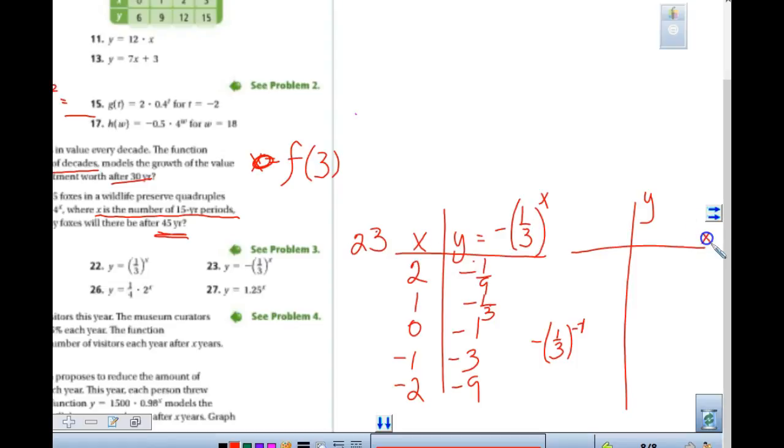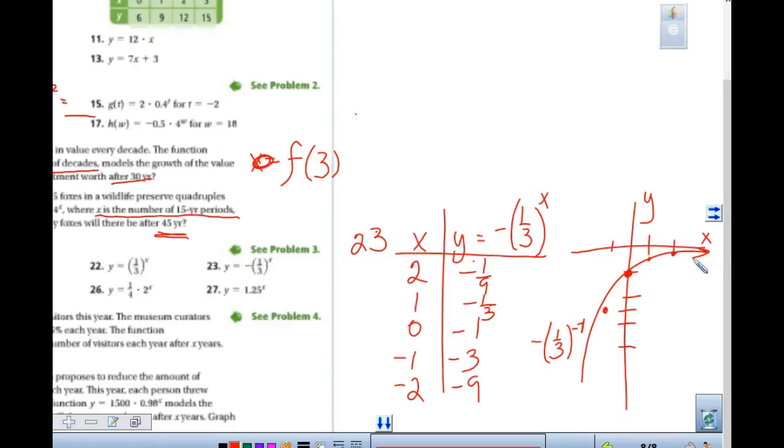So that when I draw this, right, at 2, I'm at negative 1/9. That's right here. At 1, I'm at negative 1/3. At 0, I'm at negative 1. And then I'm going to have negative 3. At negative 1, I'm down at negative 3, right? So this is what my graph is going to look like for that one.